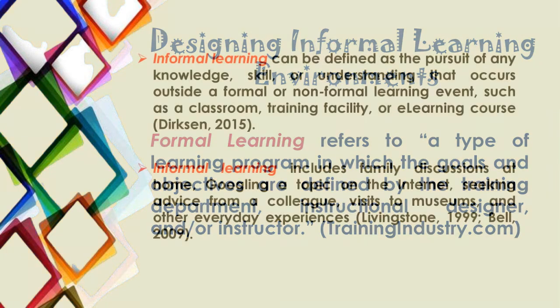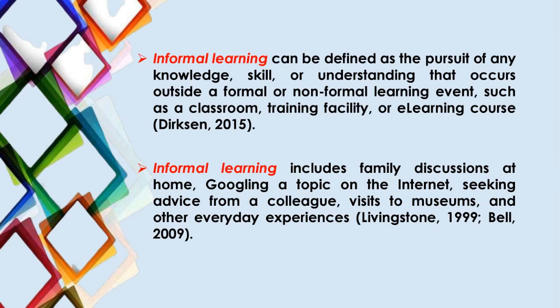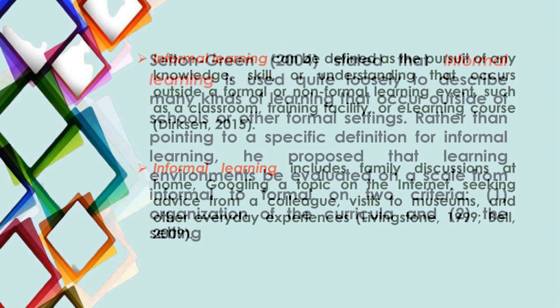While informal learning can be defined as the pursuit of any knowledge, skills, or understanding that occurs outside a formal or non-formal learning event, such as a classroom, training facility, or e-learning course. That is according to Dirksen 2015. Informal learning also includes family discussions at home, googling a topic on the internet, seeking advice from a colleague, visits to museums, and other everyday experiences. That's according to Livingstone 1999 and Bell 2009.